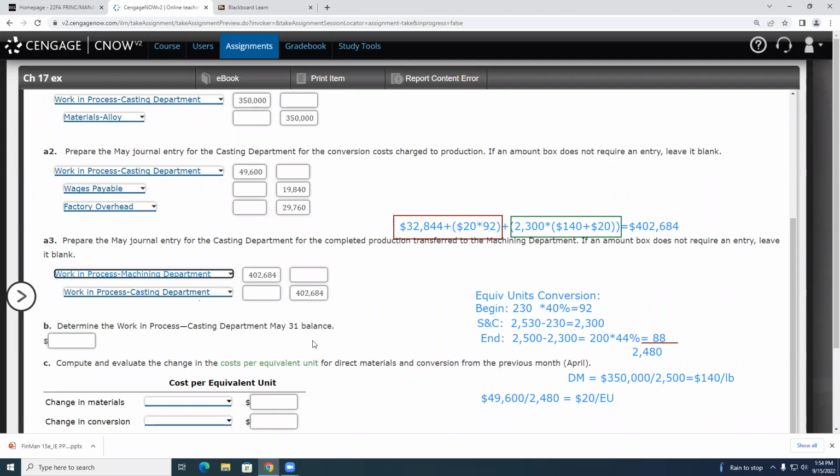Part B says, determine the work in process casting department May 31st balance. And so I need to just do a little bit more math here. We know what's in there. We know it's 200 units. And we know that for those 200 units, we have all the direct materials at $140 each. But we only have 88 units of the conversion cost at $20 each. Again, just to be clear, I know mathematically I don't need to do that, but I'm going to put the parentheses around it. So 200 units worth of direct materials, 88 units worth of conversion cost.